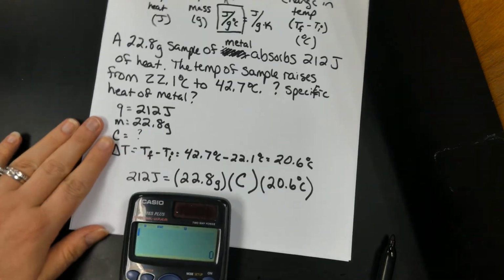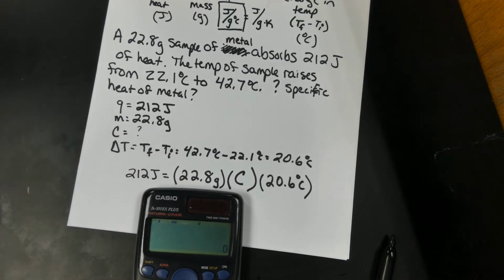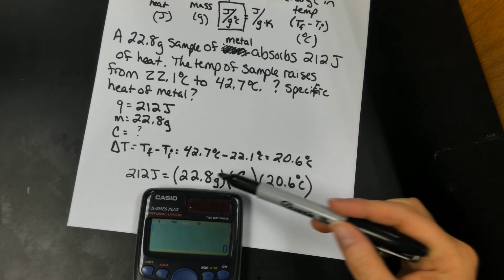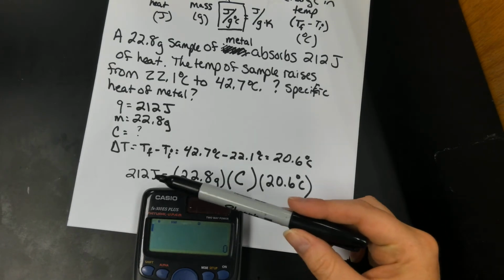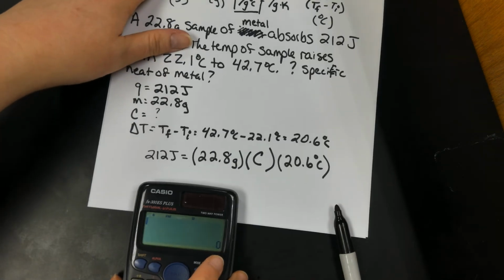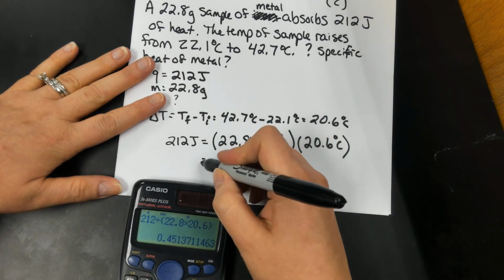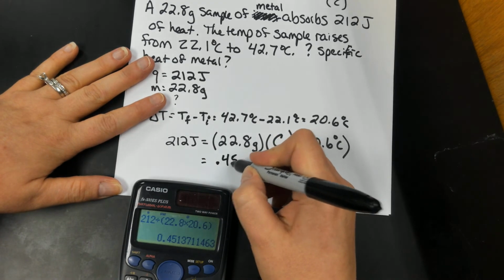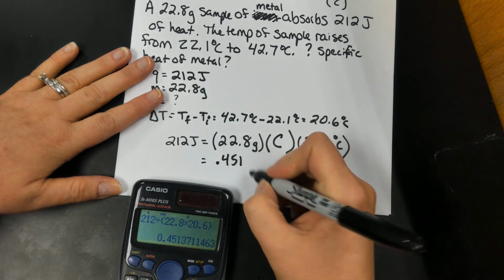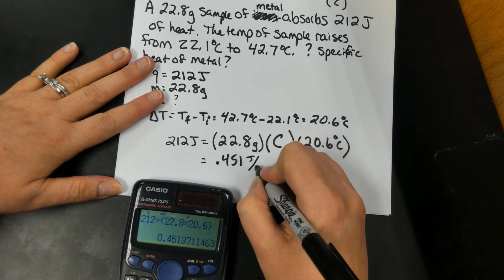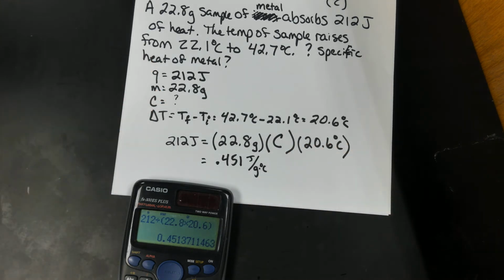So all we have to do is solve this problem. Essentially we're going to be multiplying these 2 numbers and then dividing that into 212. So I'm going to take 212 and divide it by whatever 22.8 times 20.6 is. The specific heat capacity is 0.451. And what are the units? Joules per gram times degrees Celsius.